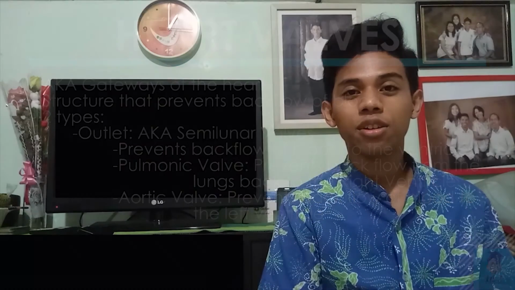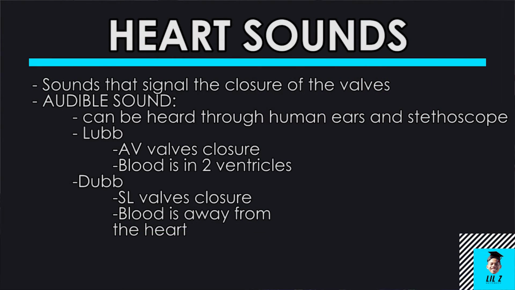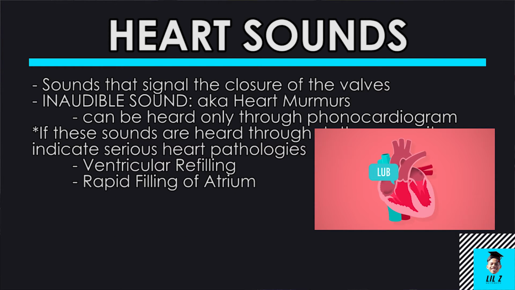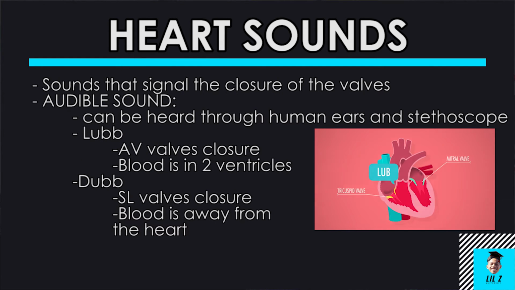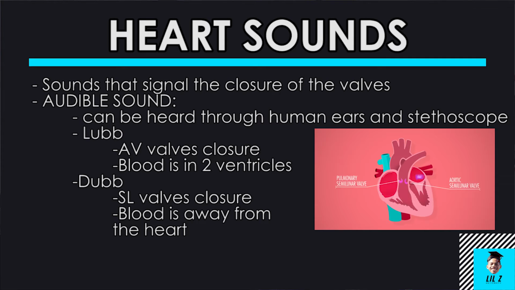For the heart sounds, we have two types of sounds, the audible and the inaudible sounds. First, the audible heart sounds, which can be heard with human ears and with the help of a stethoscope. It is divided into two sounds: the lub, which is the first heart sound that signals the AV valves' closure, which means the blood is now at the two ventricles. And the second sound of the audible heart sound is the dub, which indicates the closure of the semilunar valves, which means that the blood is now away from the heart.